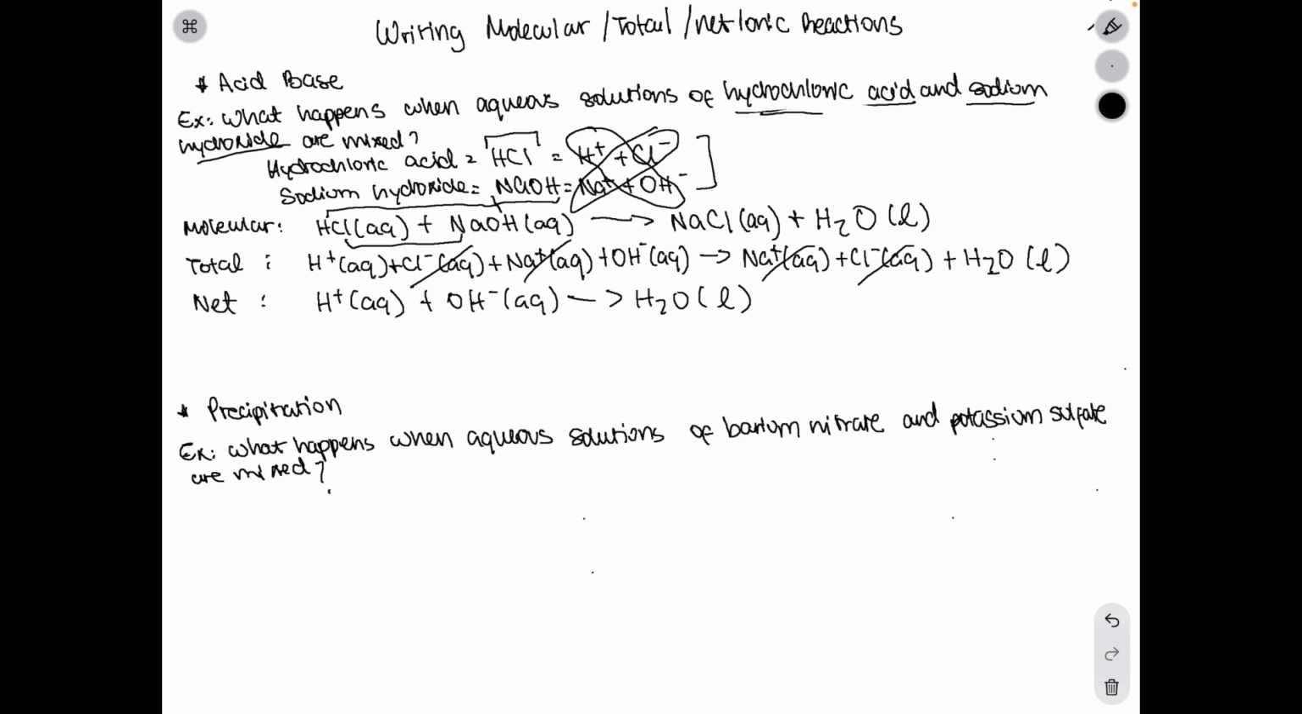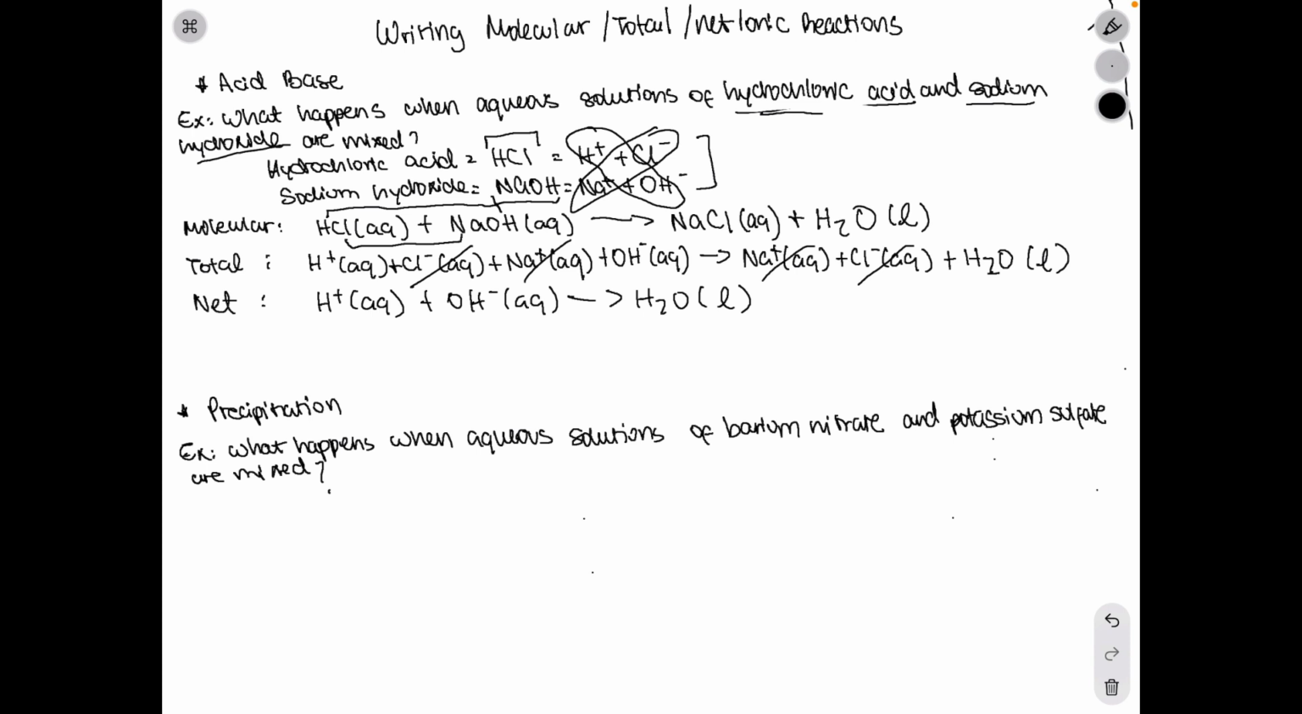Now for precipitation, it's pretty much the same process. You also have to know your solubility rules. So it says, what happens when aqueous solutions of barium nitrate and potassium sulfate are mixed?